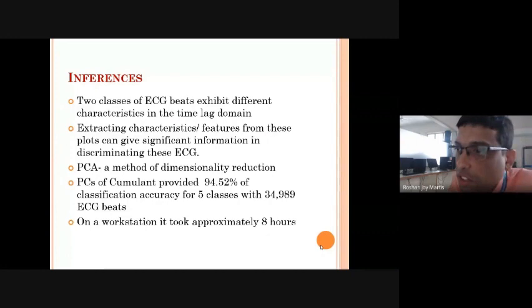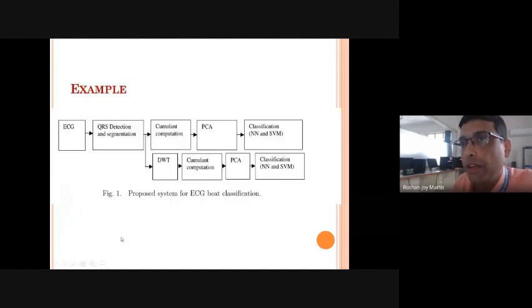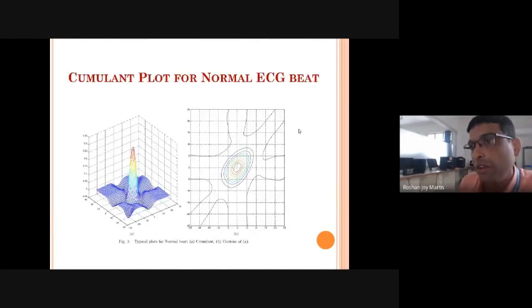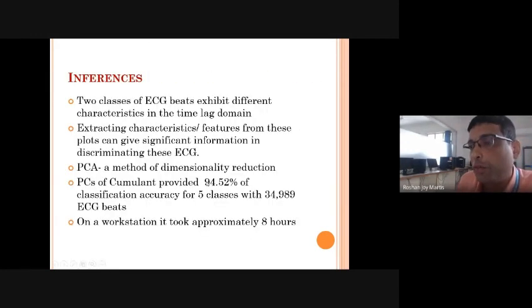In each ECG beat, we had 250 samples, 250 values as an array. From there, we had to generate this plot which we have seen, and these experiments had to be implemented. This representation is computed in the cumulant computation, then its dimension is reduced, and then classification is performed. At the end of the classification, we got this performance, 94.52%. And on a workstation, it took almost 8 hours.